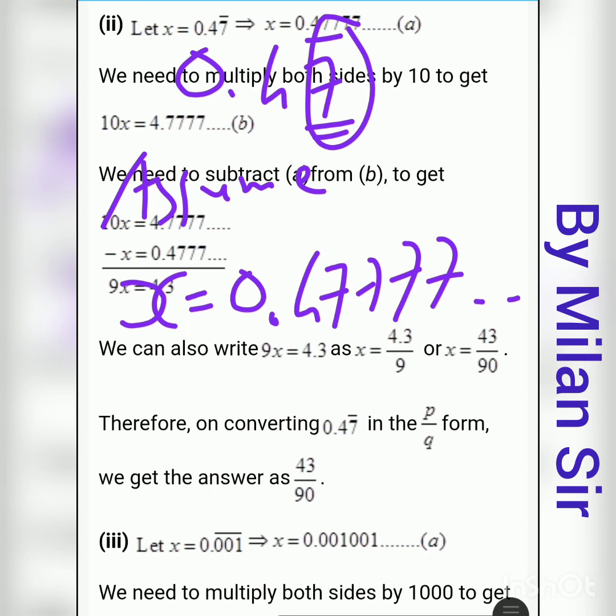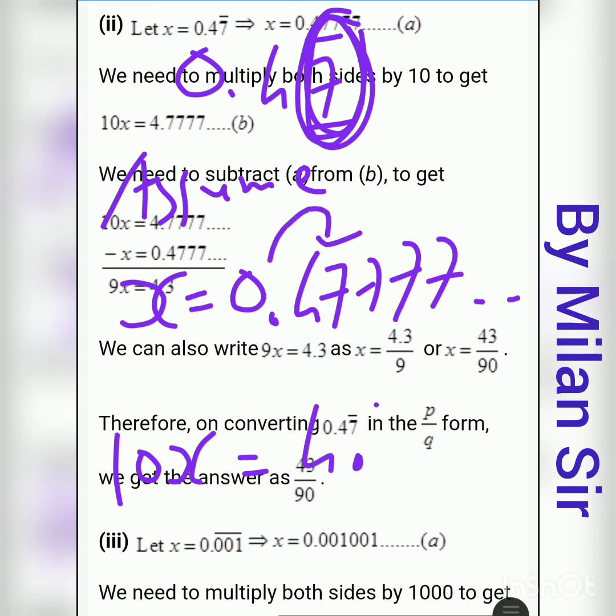Now how many digits are repeating here? Only one digit, because the bar sign is only on the one digit. So again here we need to multiply this equation by 10. One digit is repeating, so we multiply with 10. If two digits were there, then 100. So we multiply by 10 on both sides. On the left-hand side, multiplication with 10 gives 10x. And on the right-hand side, if we multiply by 10, then the decimal point moves one digit to the right. So 4.777 continuing. This is our equation A, this is our equation B.